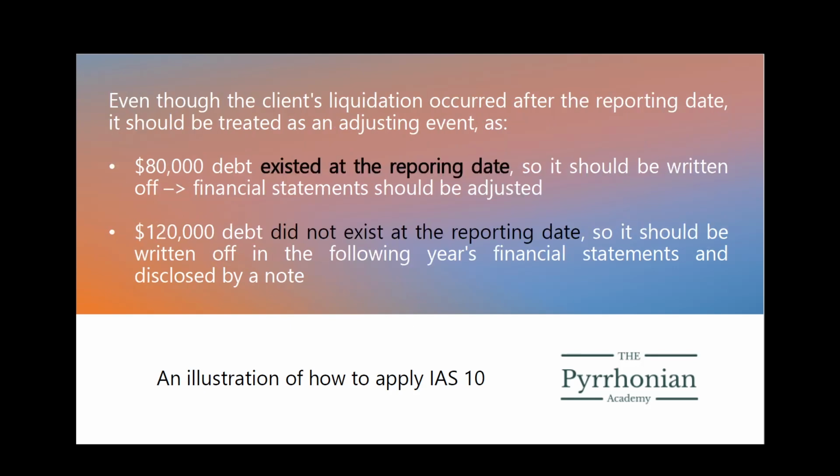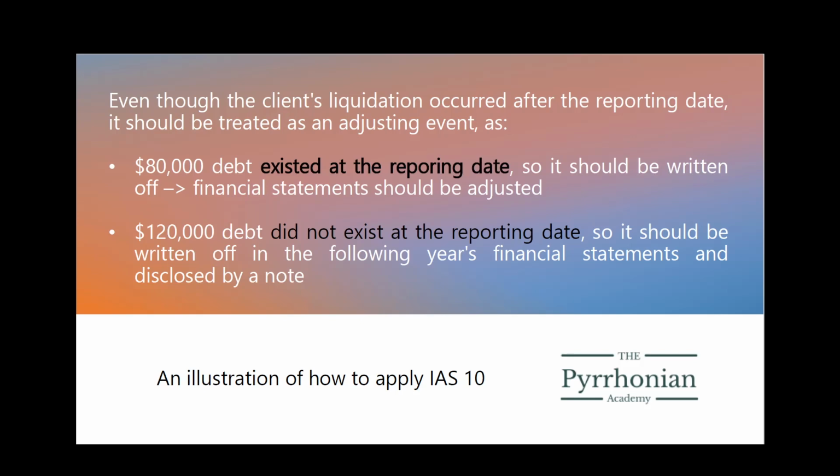So how should we treat this? As you see, even though the client's liquidation occurred after the reporting date, so this is no doubt an event that occurred after the reporting date, it should be treated as an adjusting event, because the $80,000 debt existed at the reporting date because of sales made in 2022, so it should be written off. So financial statements should be adjusted.